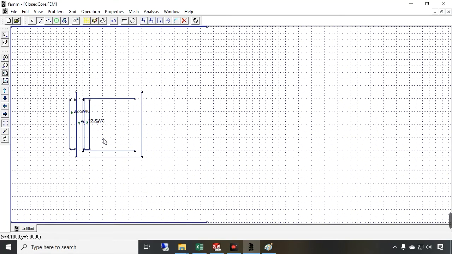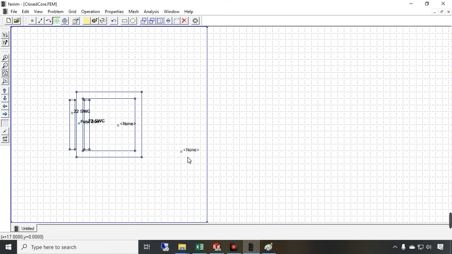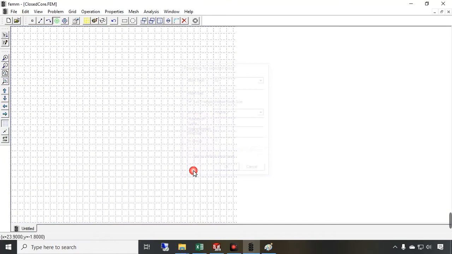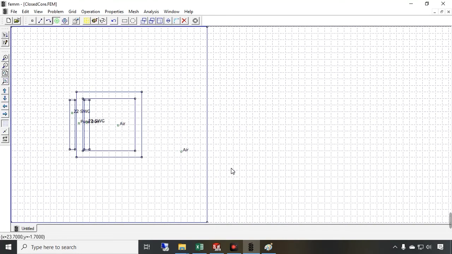region or enclosure. So we have two air regions. The first one is this one, and the second one is this one. Also from material library, I add air. Okay, right click, space, block type is air. Right click, space, block type is air. Okay. The next step is defining boundary conditions and then excitations for these two coil arms.